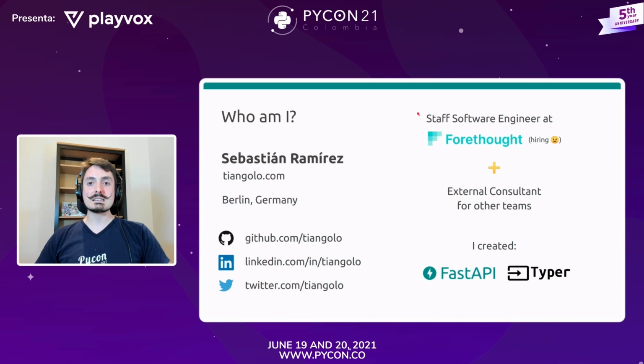I'm currently a software engineer at Forethought, which is a company in San Francisco using deep learning to improve the customer experience and customer service. And they are currently hiring, and the team is super cool. So if that's interesting for you, go check them out.